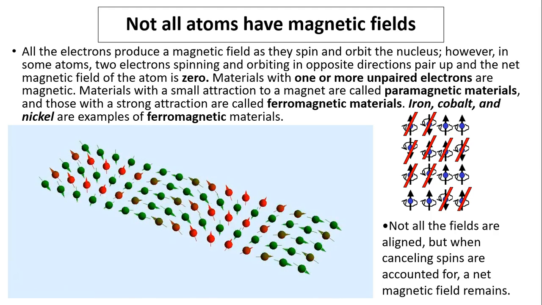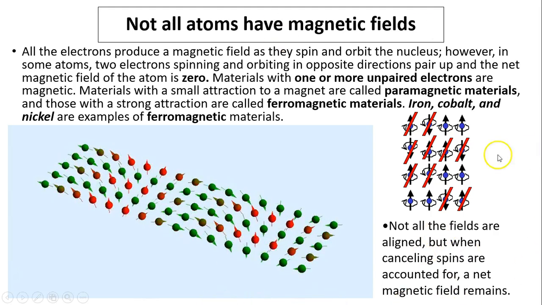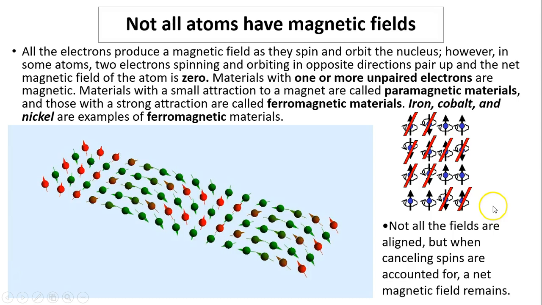Materials with small attraction to a magnet are called paramagnetic material, and those with strong attractions are called ferromagnetic material. Iron, cobalt, and nickel are examples of ferromagnetic material because they are very attracted to magnets. As you can see, the up and down spins cancel, but some are left. Not all the fields are aligned, so when canceling spins are accounted for, the net magnetic field remains. So a material like this is magnetic.